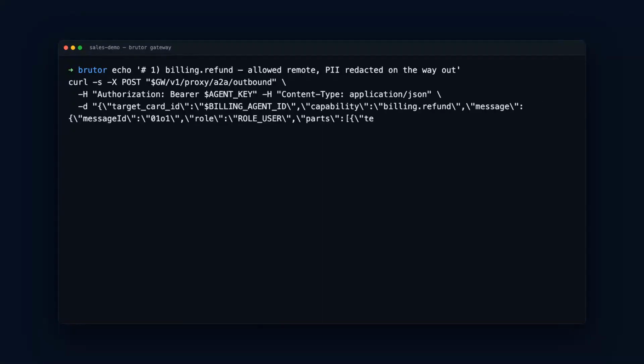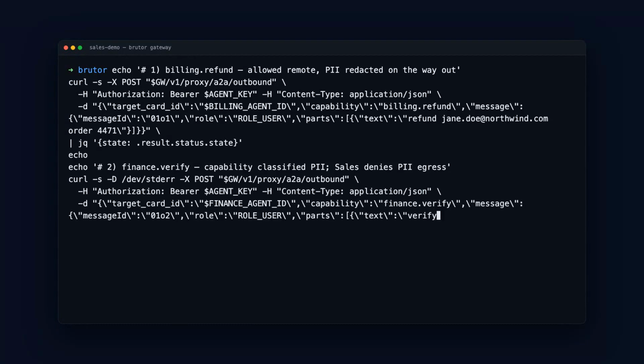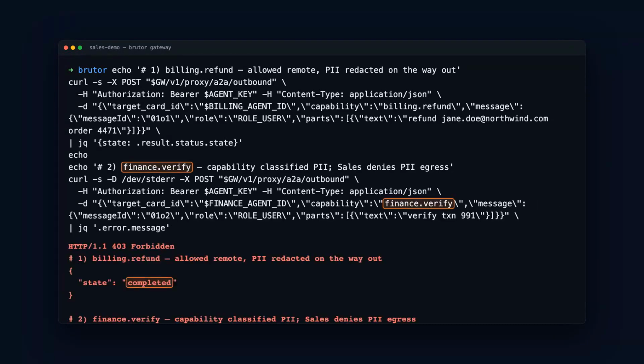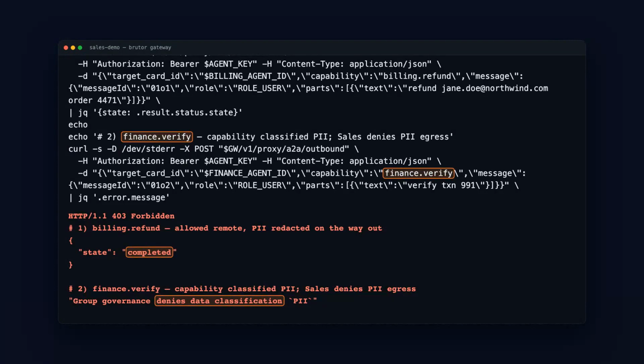Outbound is governed twice. First, the guardrail. When an agent delegates onward, the payload is scanned on the way out, and the email in this refund is redacted before it crosses the wire. The delegation succeeds, the peer answers, but the PII never left. Then the egress policy. The finance capability is classified as carrying PII, and the system's egress policy denies PII outright. That delegation is refused before the call is ever made. Which remotes our agents may call, and what may they send, answered per AI system, structurally.